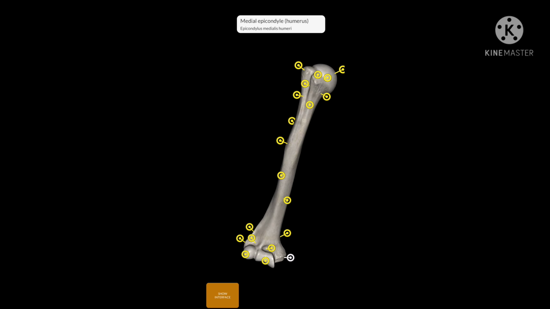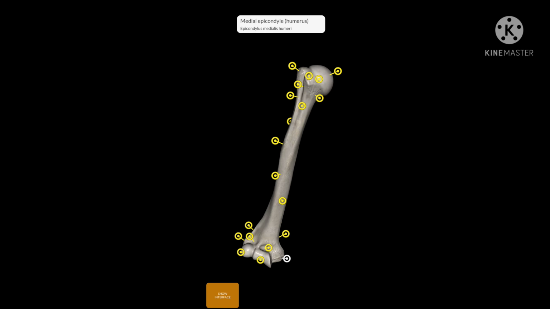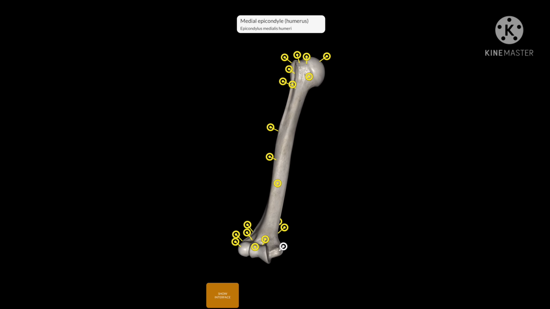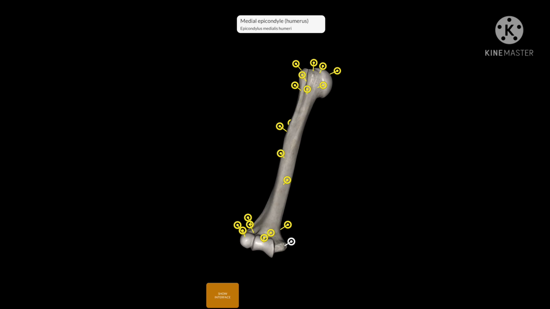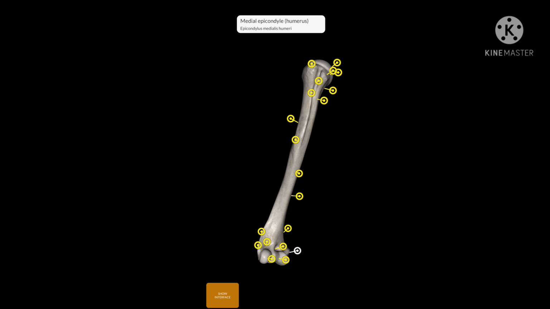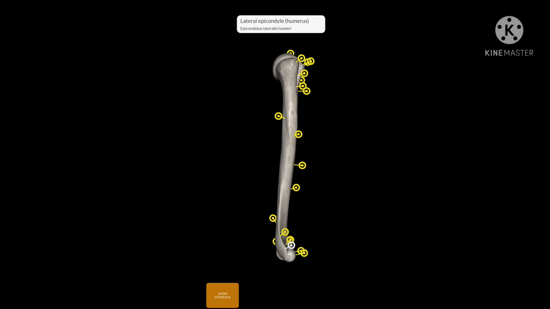Then we study the medial epicondyle and the lateral epicondyle. This medial epicondyle is a prominent bony structure on the medial side of the lower end of the humerus. It is subcutaneous and can be easily felt on the medial side of the body. And this is the lateral epicondyle. This lateral epicondyle is smaller than the medial epicondyle. The anterolateral part, meaning the anterior and lateral portion, has a muscular impression. Very important.